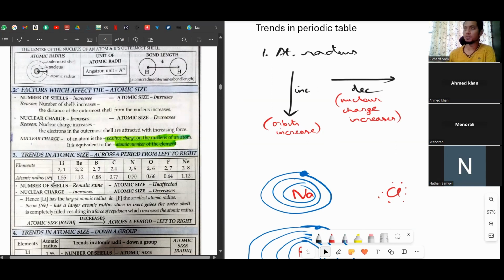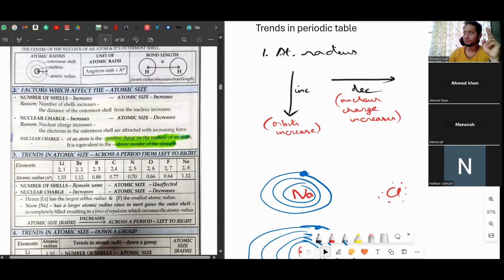As we go to the right of the period, what happens to the size? Nuclear charge increases, but atomic size decreases. See here, they have given the radius. Do you notice it is decreasing? As we go to the right, you can see the numbers decreasing. When it comes to neon, it again increases. The reason is given over here, but generally the size is decreasing. As you go to the right, the number of shells remains the same. All of them have two shells.